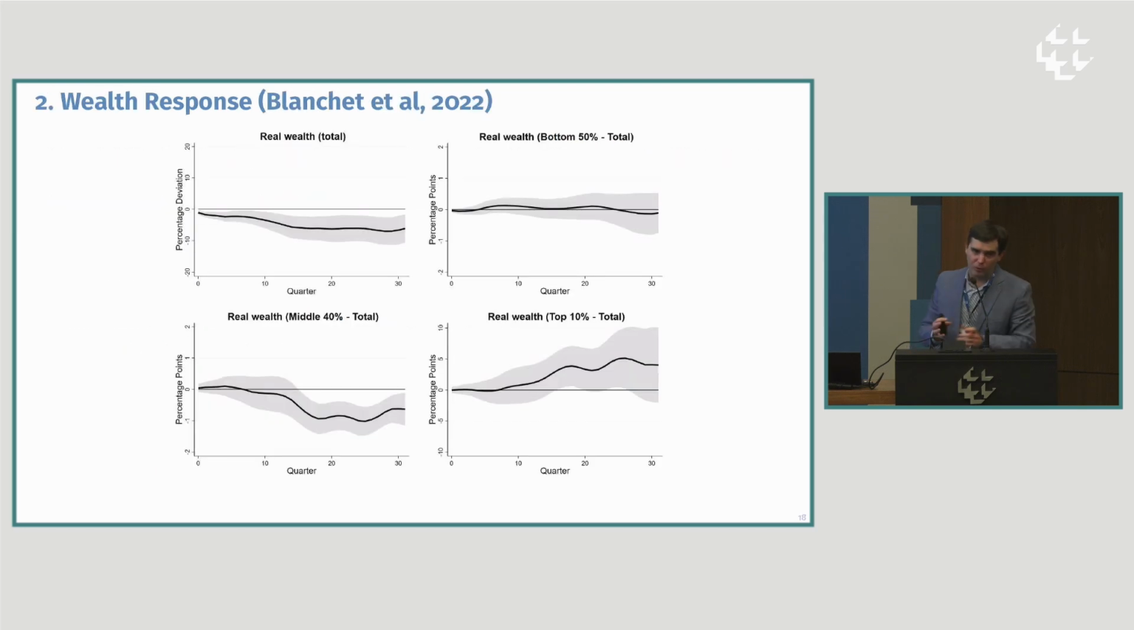So first, to exploit better data for wealth, we are going to use the real-time inequality data put online by Blanchet et al. 2022, which basically uses different sources of information to construct wealth for different groups. We see that in response to a persistent change in inflation, there is a drop in aggregate wealth. But if we look at the different groups, the bottom 50% is not very affected. We see a drop in real wealth from the middle 40, so it mostly affects the middle group. And if you look at the top 10%, the top 1%, the top 0.1%, we see a slight increase in real wealth.